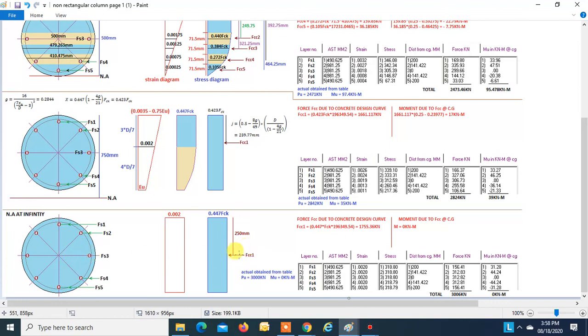So this will give a zero moment, right? You can find FCC1, that is 0.447 FCK into area of this section, that is your force. Moment will be zero, and you can see that as these layers are equally distributed on both sides, this will create a zero moment, right? The final moment will be zero. And when you add up these forces, you get 3006 kilonewton, and actual is found to be 3000 kilonewton, right?